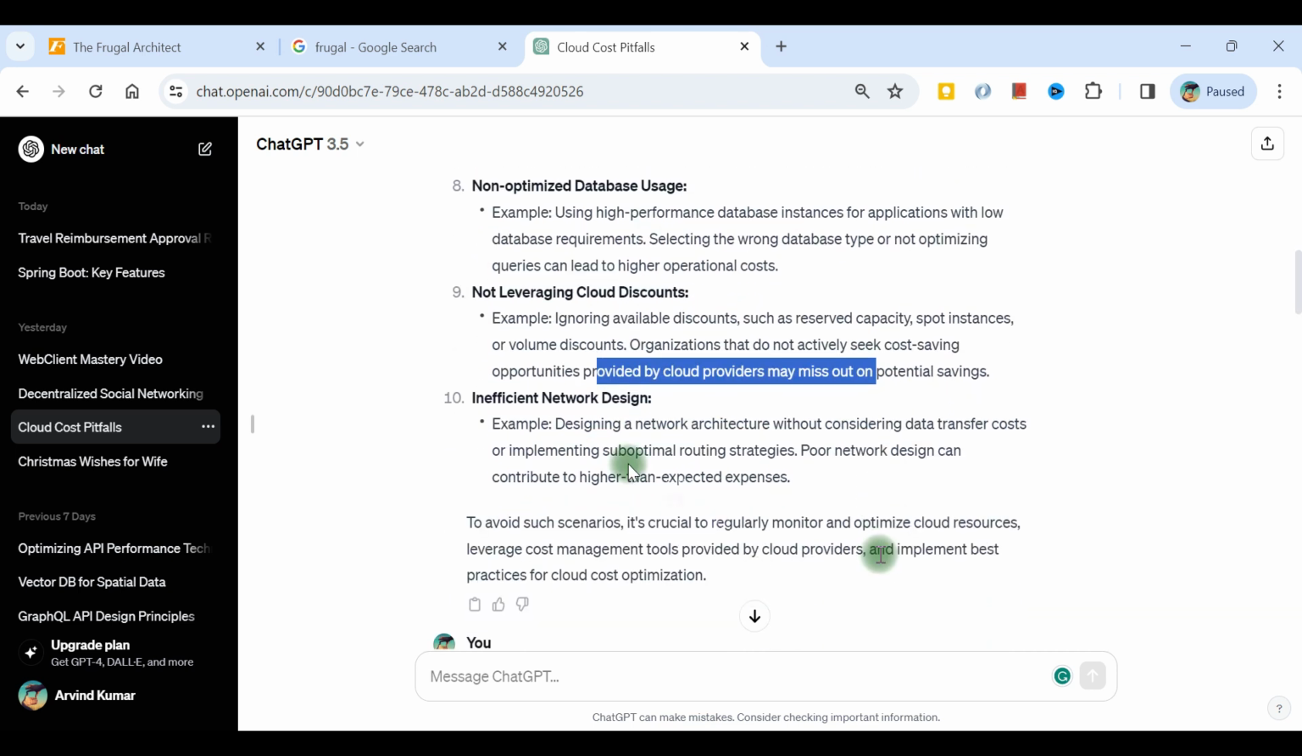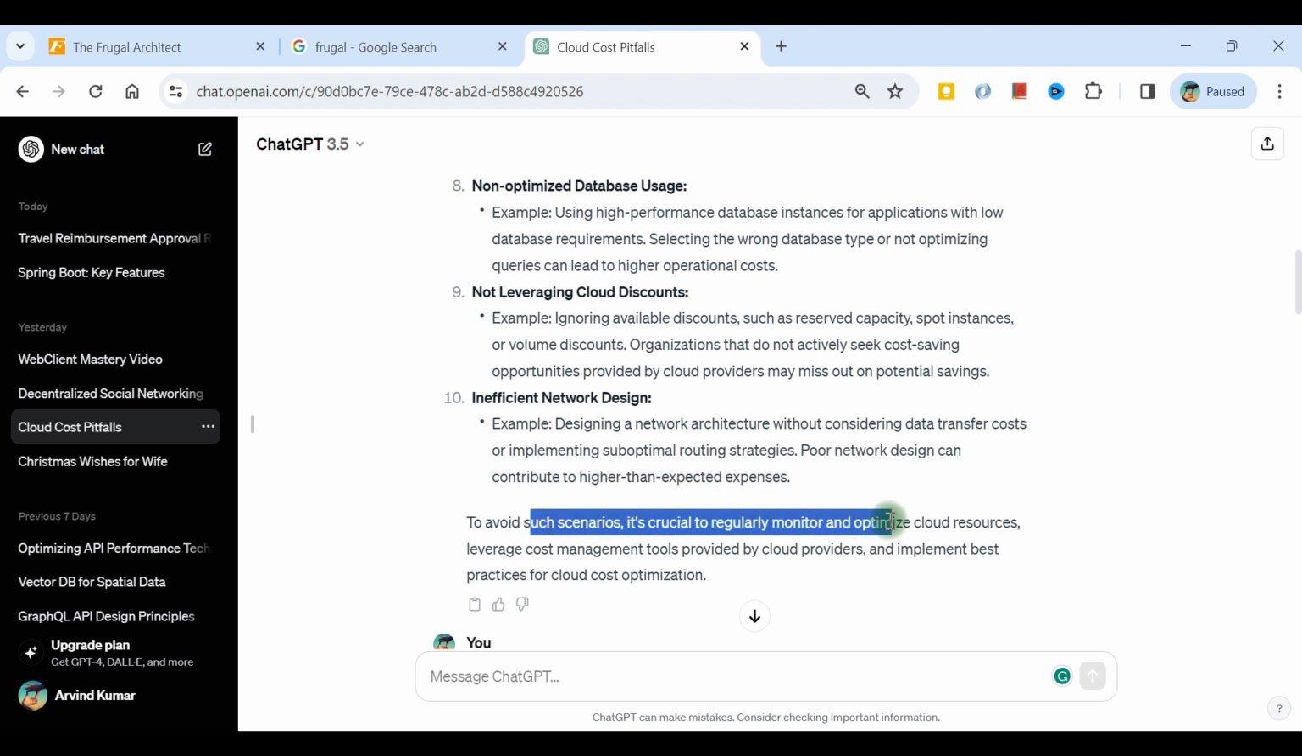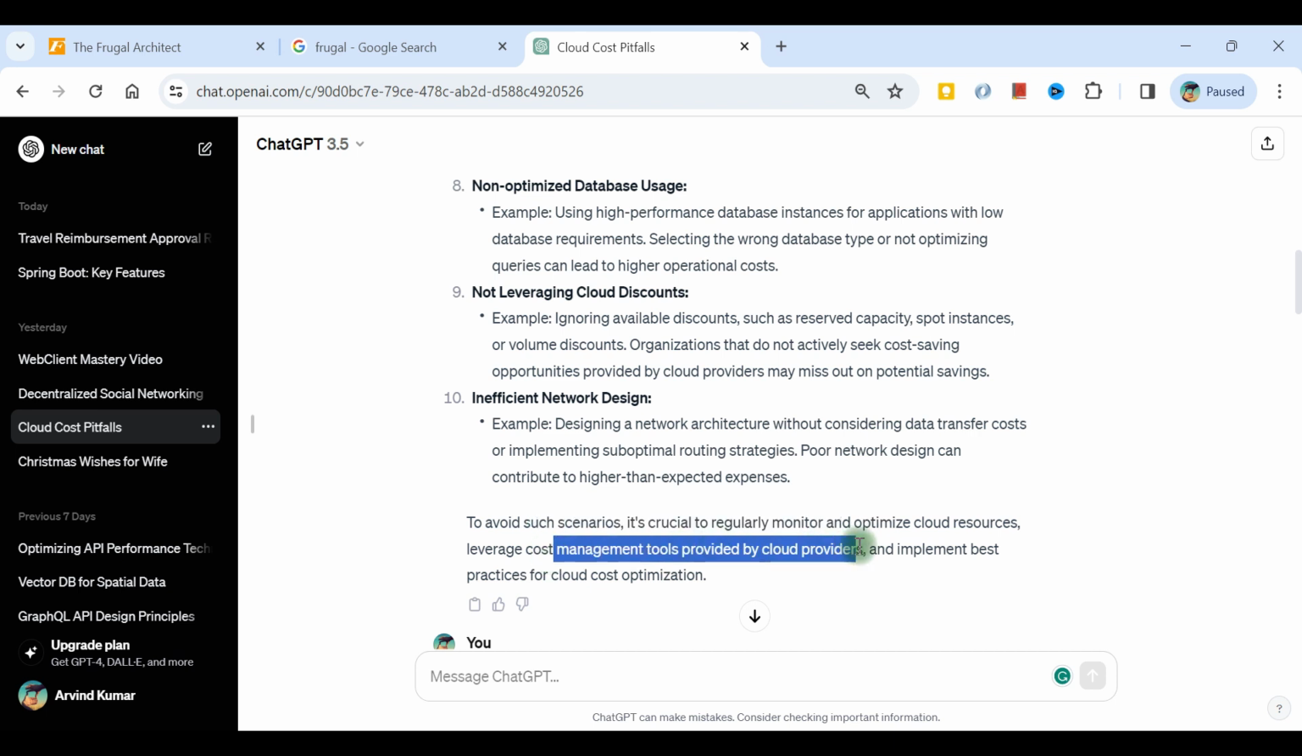Inefficient network design. Designing a network architecture without considering data transfer costs or implementing suboptimal routing strategies. Poor network design can contribute to higher than expected expenses. To avoid such scenarios, it's crucial to regularly monitor and optimize cloud resources, leverage cost management tools provided by cloud providers, and implement best practices for cloud cost optimization.